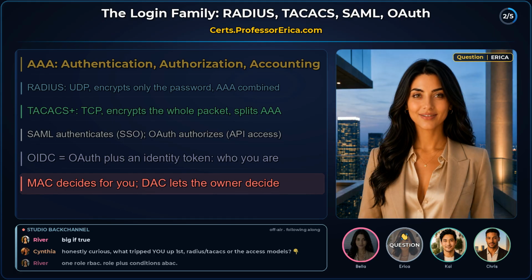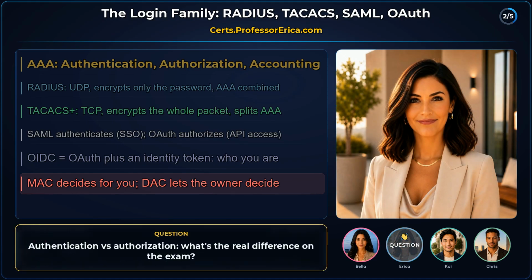Erica, before we leave identity, there is a question I think a lot of viewers are sitting on, and I would rather we name it out loud than skip past it. Yes, and it is a fair one, because the words really do sound interchangeable until someone draws the line. The question is this: authentication versus authorization. What is the actual difference when the exam uses them in a sentence? Pin that, and half this family gets easier.